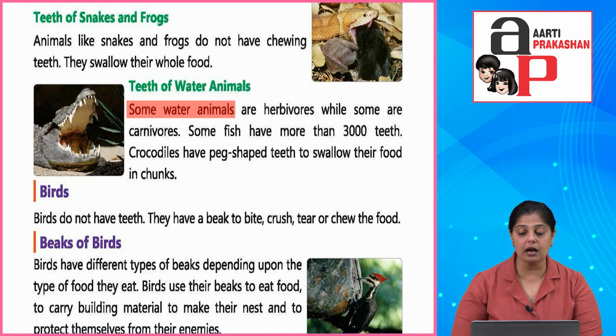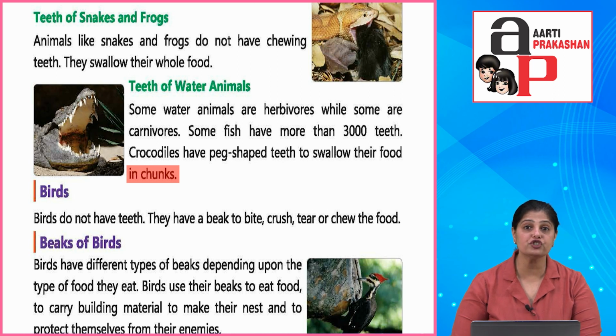Some water animals are herbivores while some are carnivores. Some fish have more than 3,000 teeth. Crocodiles have peg-shaped teeth to swallow their food in chunks. Okay? देखो कितने सारे दांत है crocodile के मुंह के अंदर. Look at the picture of crocodile.